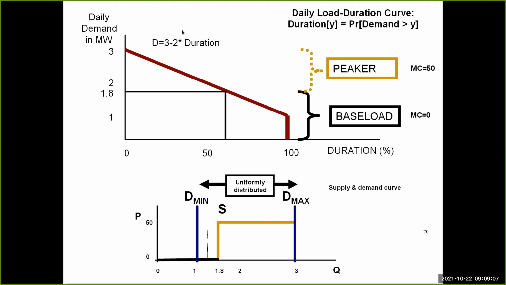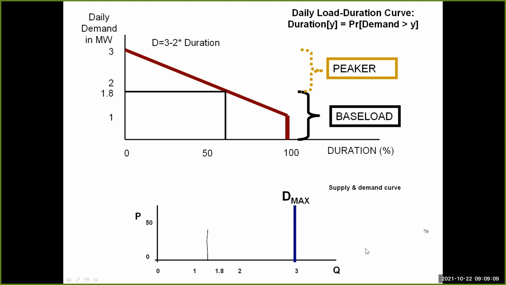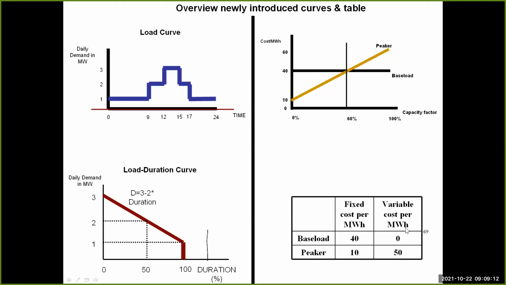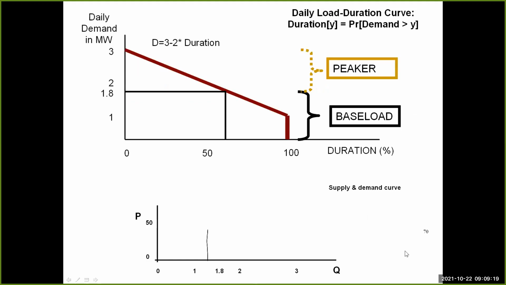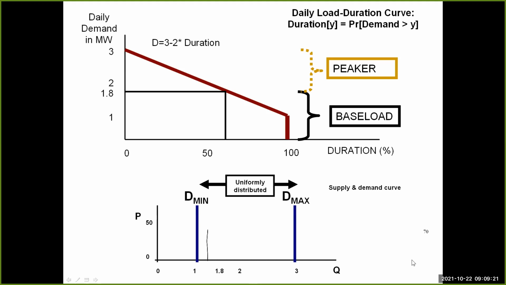Well, that is because the variable cost of base load is 0, the variable cost of peak is 50, and we know that in any of these systems, the price is always set by the marginal cost, by the variable cost. So we see the base load offers its production at a cost of 0, and the peak at a cost of 50. Yeah, marginal cost pricing, like perfect competition.